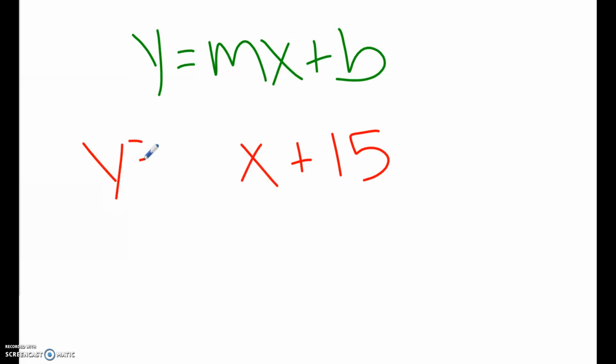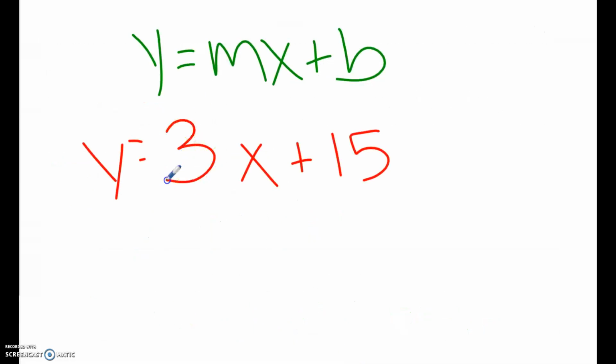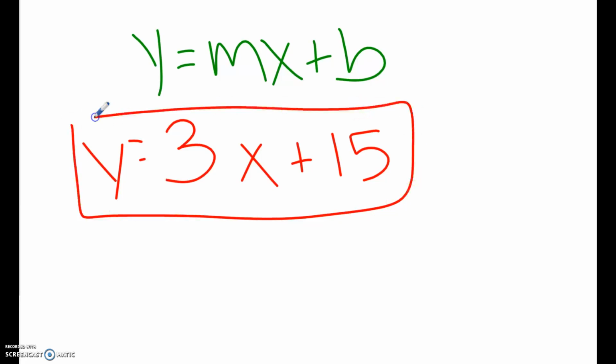And what's our slope going to be? As one thing changes, what changes in the other? So $3 an hour. So if she were to work for 4 hours, she would have to pay $12. If she were to work for 5 hours, she would have to pay $15. So that is how our 3 changes in relation to our x. And that's it. That's all we have to do.